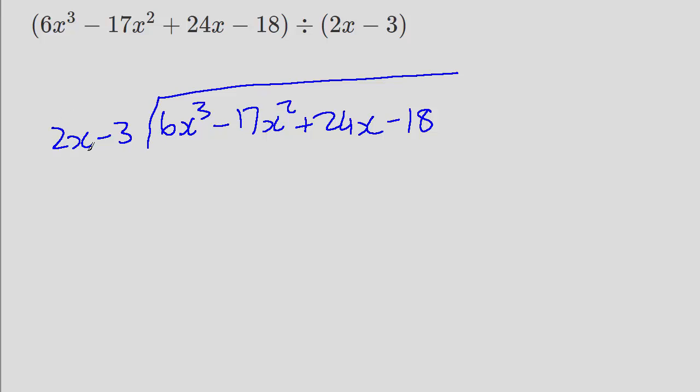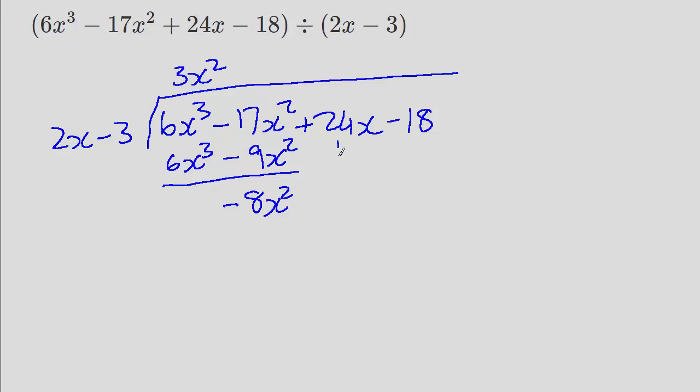So the first question we ask is, what do we have to do to 2x to make it 6x cubed? The answer is we multiply by 3x squared. So I'll put a 3x squared up here, and I'll multiply both these terms by 3x squared. So the first term is going to be 6x cubed, and the second term is going to be minus 9x squared. Now I'm going to subtract this row from this row. So minus 17 minus 9 is going to be minus 8x squared. And now I'm going to bring this term down, so I'm going to get plus 24x.